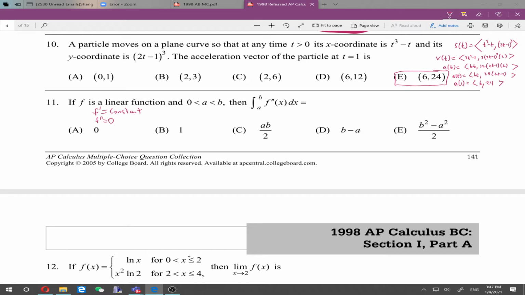And then we're going to integrate. So I'm integrating from some positive a to some positive b of 0 in terms of x. What happens when I integrate 0? 0. So in this case, the answer is 0.